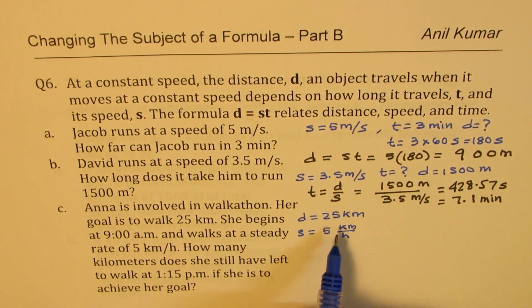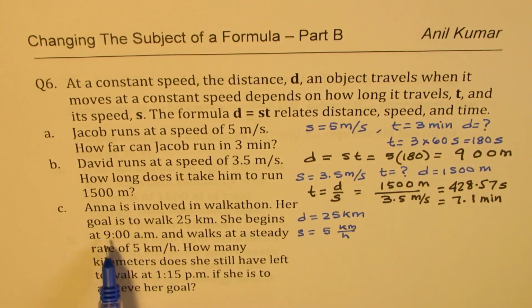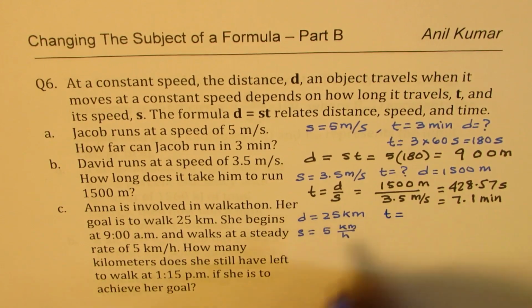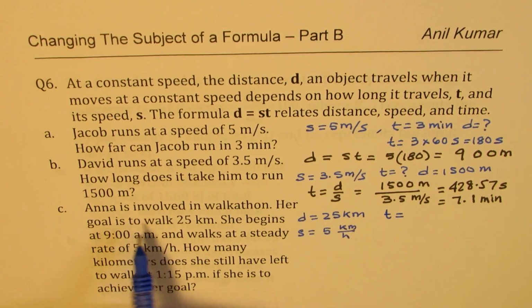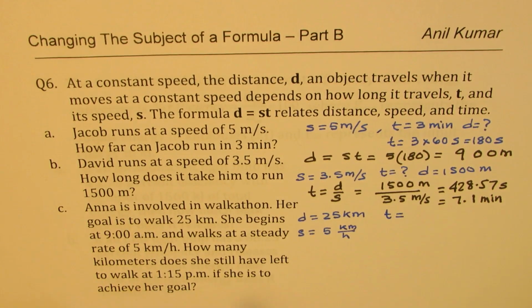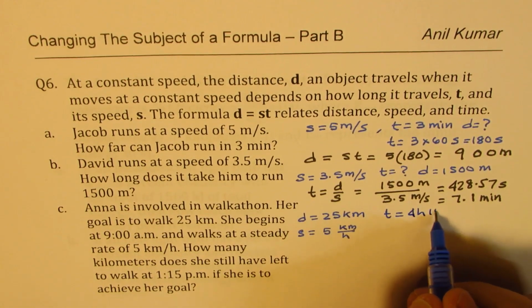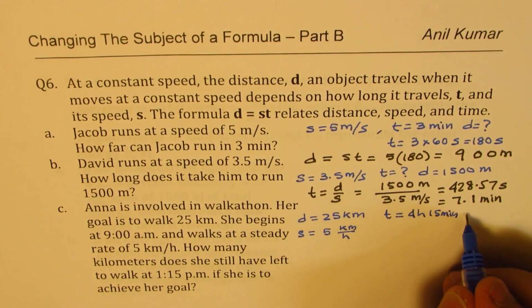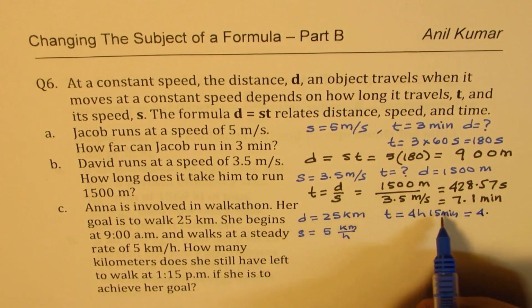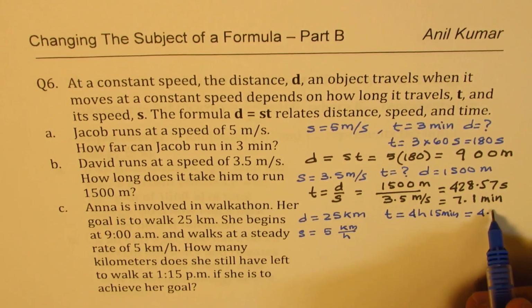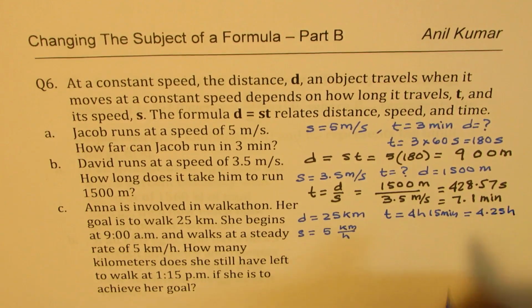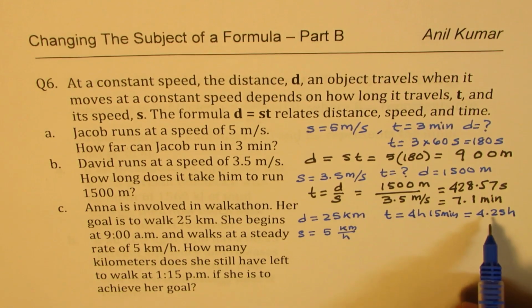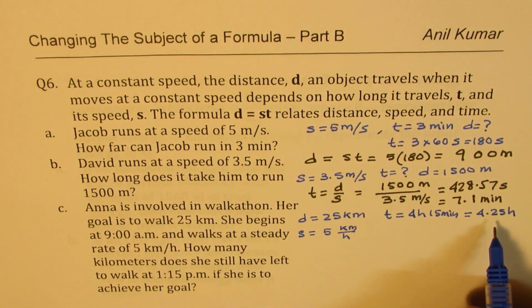So she needs to cover this distance, and she has already walked from 9 to 1:15 p.m. That means the time taken is how much? Let's figure this out. From 9 to 12 it is 3 hours, and then the fourth hour, so it is 4 hours and 15 minutes, right? Since kilometers per hour is given, we could write this time as 4.15 hours. 15 minutes is a quarter, correct? So 4.25 hours. Does it make sense? 15, 30, 45, 60. So it's a quarter, that means 0.25. So that is how you could convert, right?